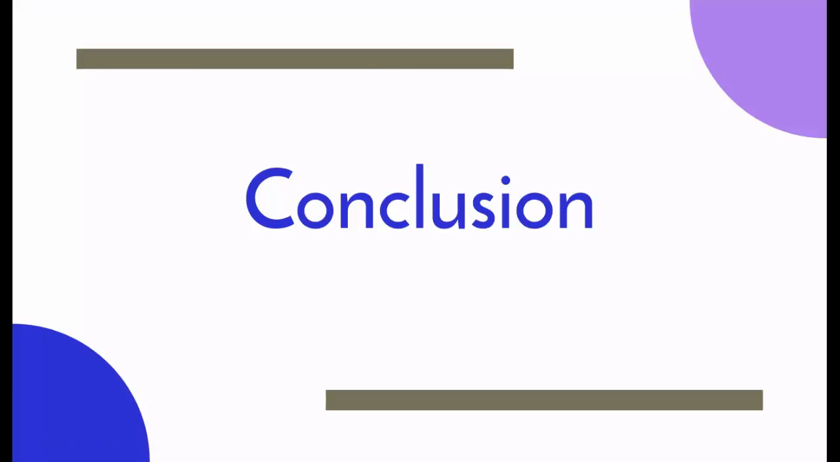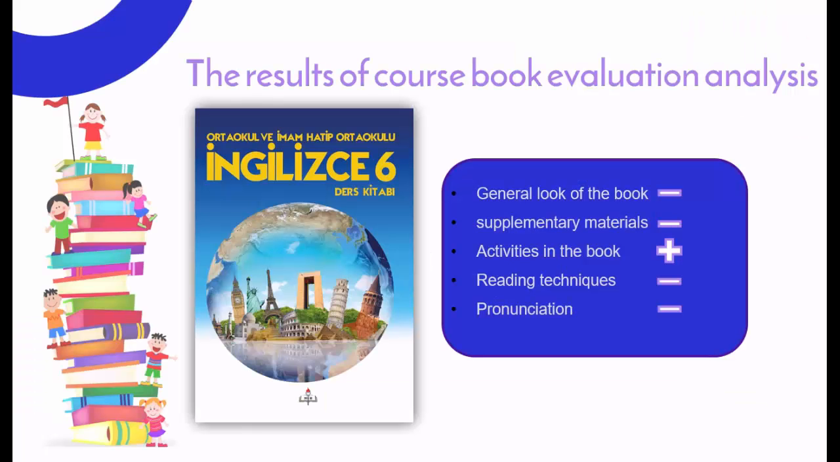Hello, it's me again. Let's sum up what we have been doing since the beginning. The result of coursebook evaluation analysis. Firstly, the book could look better if some changes were made. Secondly, the book lacks different supplementary materials such as a workbook. Every coursebook should contain a workbook, I think. The activities in the book are appropriate for using different language skills. But reading techniques are ignored. We didn't see any skimming or scanning part. Also, pronunciation is ignored as well.